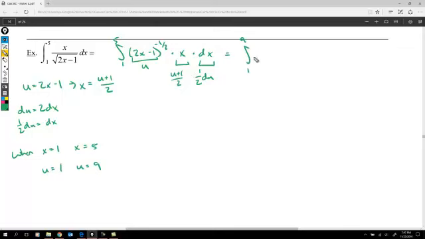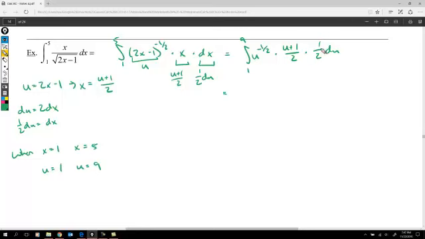I have u to the negative 1/2 power. I have a u plus 1 over 2. And then I also have a 1/2 du. So I just substituted, and I wrote it out right here. These are all the things that I substituted. Nothing really changed that much.